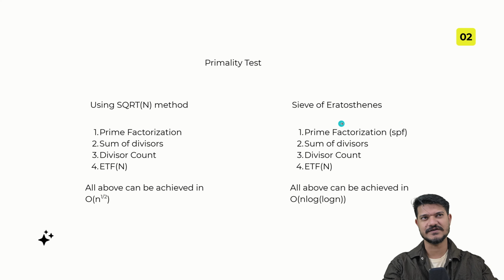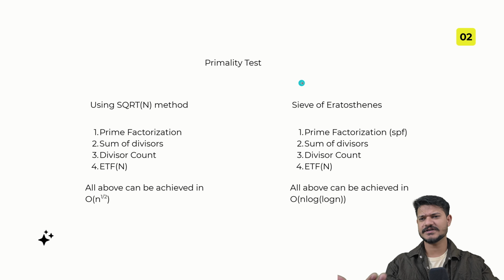Similarly, once you have learned sieve, you'll be able to do all of these things in n log n time. You can evaluate the prime factorization of a given number using SPF, that is smallest prime factor, and the sum of divisors, divisor count, and ETF of all of the numbers in the range 1 till n. You can evaluate that in n log n time using the sieve algorithm. So you are learning one method here, and then you are able to do all of these things. That's why I said there are a lot of things to learn for these two concepts that we have picked for week 1: primality test, and binary exponentiation.